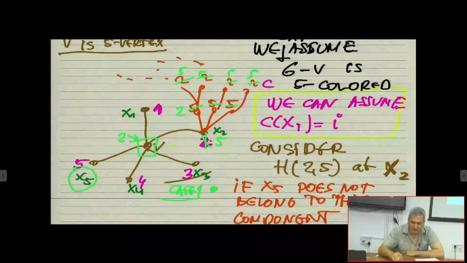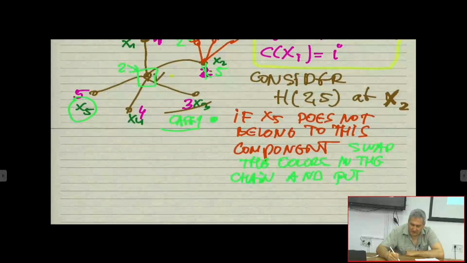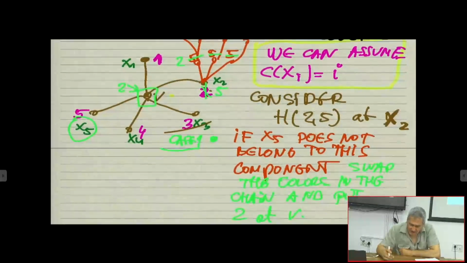And then we swap the colors in the chain and put 2 at V. Sorry? Oh, okay, we're gonna change it.